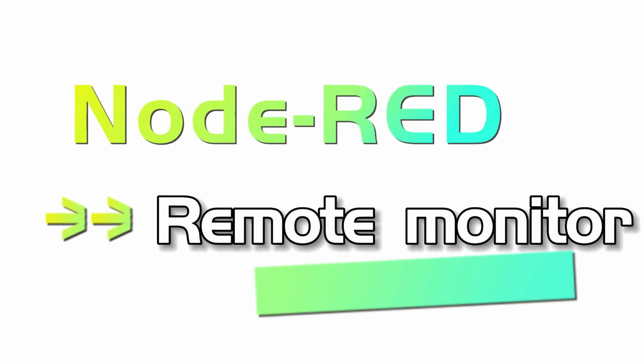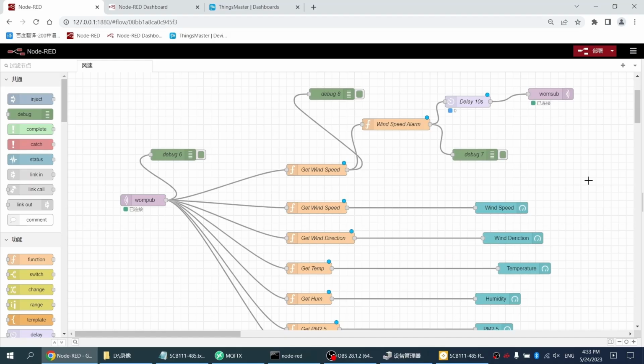Next, we will demonstrate remote monitoring of environmental sensors. After disconnecting the USB, the device will automatically restart and connect the base station to the MQTT server. Open the pre-configured Node-RED interface and set a wind speed threshold of 3. If the wind speed exceeds the threshold, the alarm lamp will light up. If the wind speed is below the threshold, the alarm lamp will turn off.